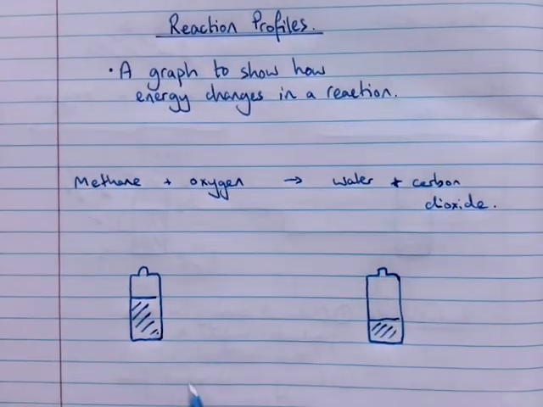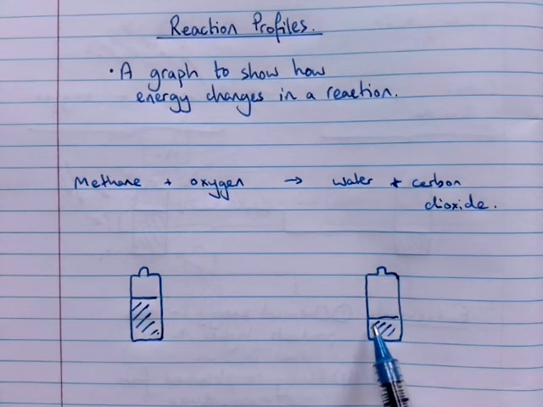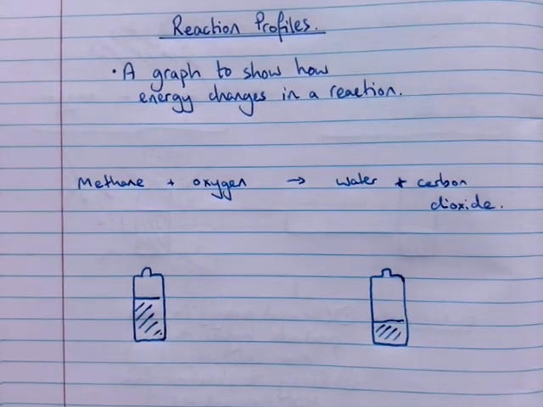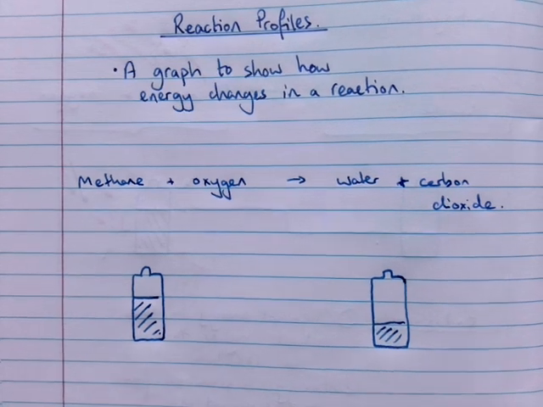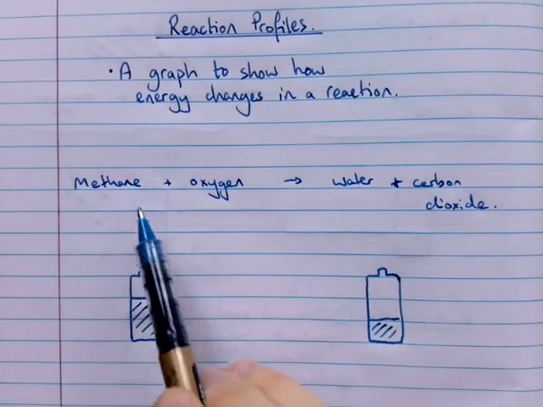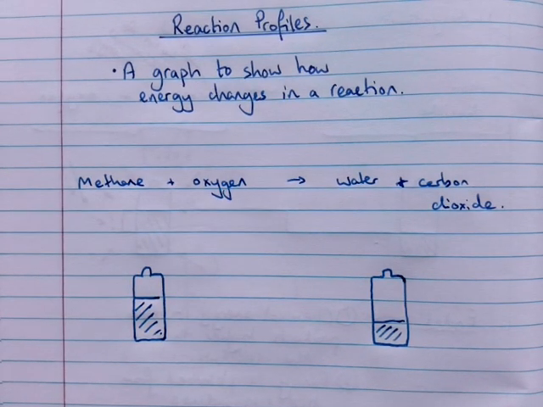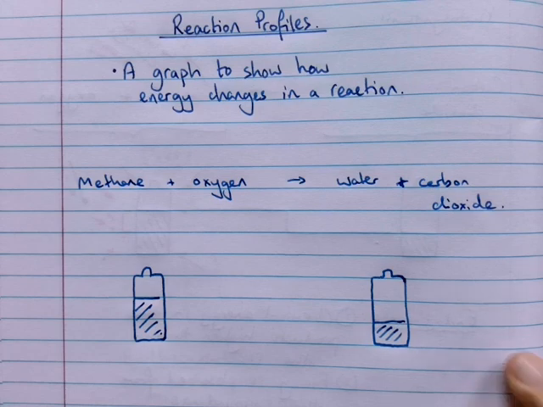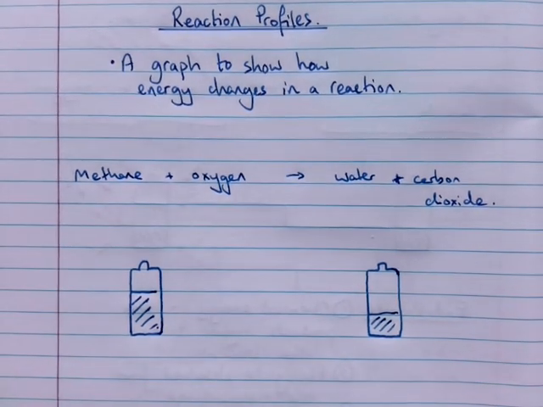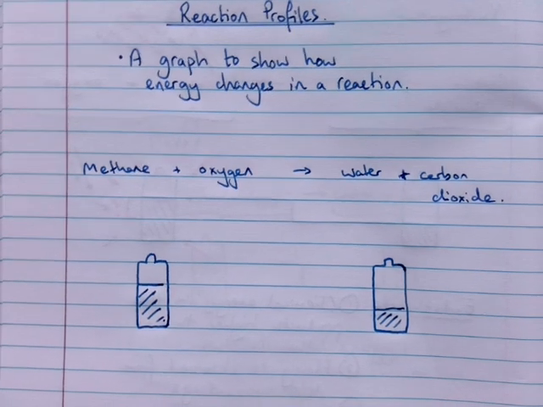Right? And we said that when the energy goes down during the reaction, that energy needs to go somewhere, and it is released to the surroundings, which is why when you burn methane in oxygen, you get warm, because energy is being released from the reaction. All right. So we're now going to try and make a graph that shows this.